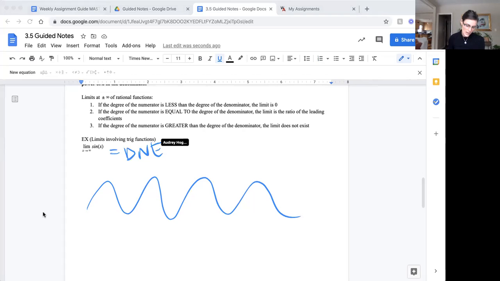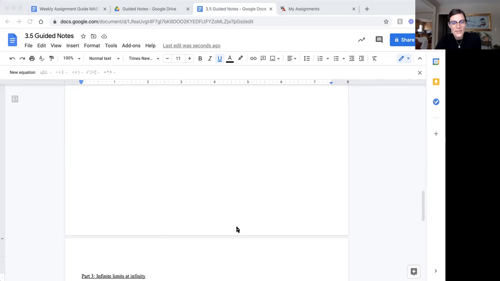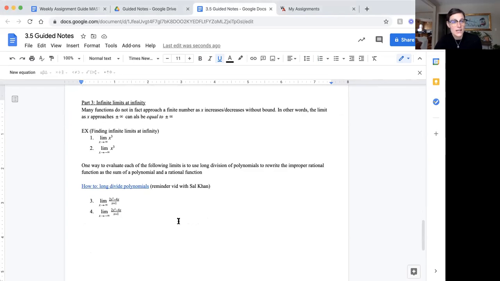So for trig functions, you kind of have to think through what the graph might look like. We know that as x approaches infinity, sine bounces up and down, it oscillates. I'm so happy I remember that word. And so the limit does not exist. And then part 3 is infinite limits at infinity.